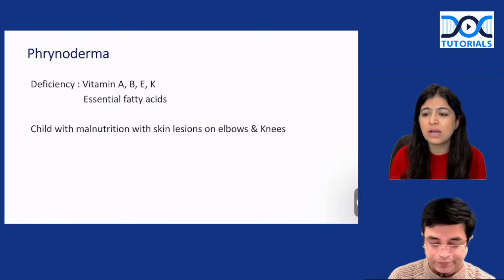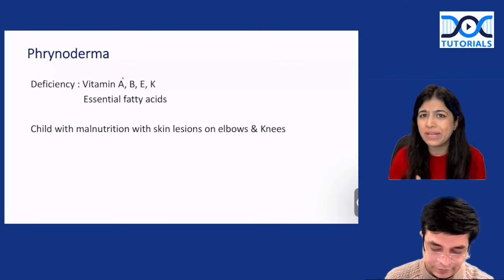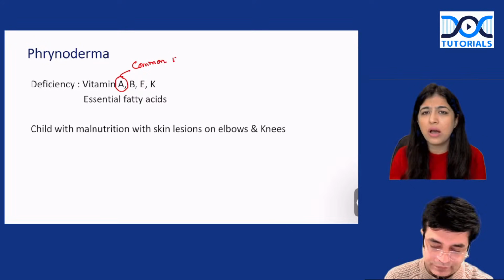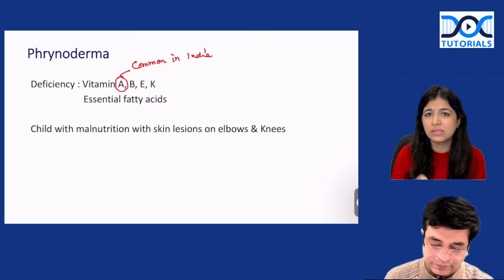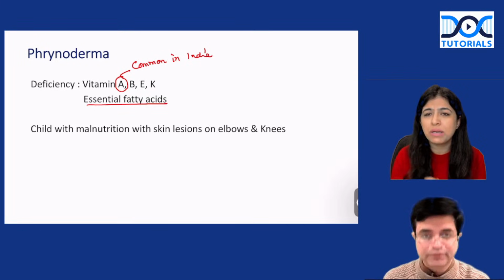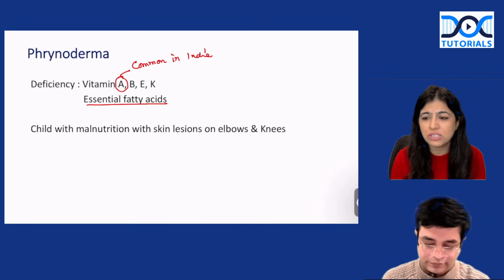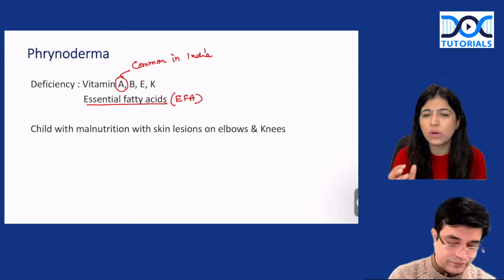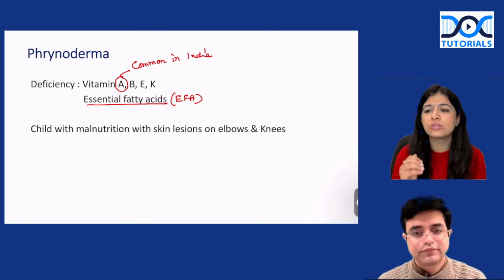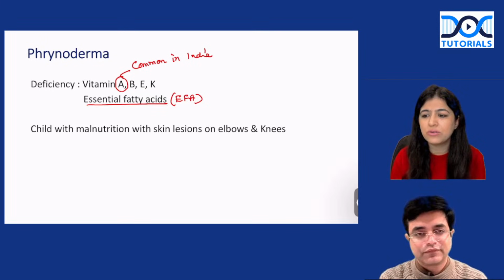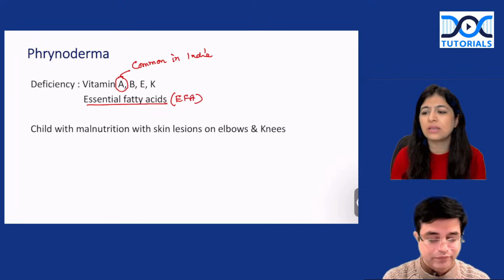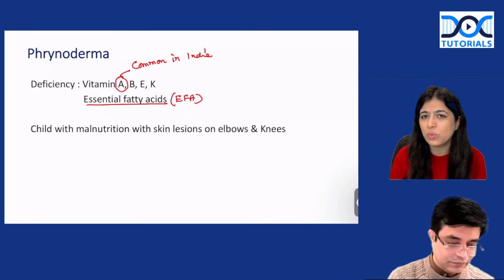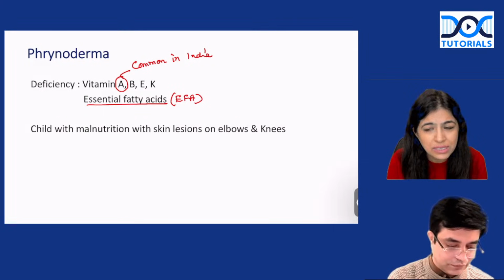The deficiency here is a multivitamin deficiency. You have deficiency of vitamin A, B, E, K, as well as the essential fatty acids. Now, specific deficiencies can have specific situations. But when you have these multiple vitamin deficiencies, there has to be something that is leading to an overall reduced intake. So this is a child who has malnutrition, who might have dry skin, who might have dry lustreless hair, and who is now presenting with a rash on elbows and knees.